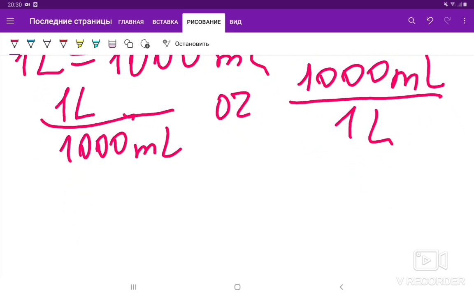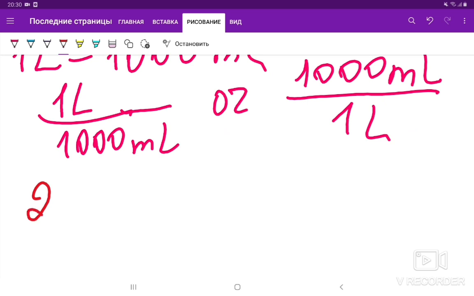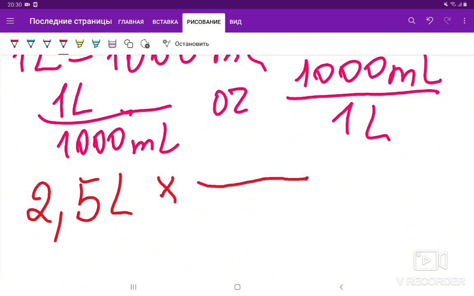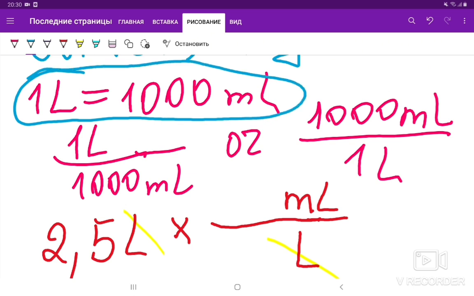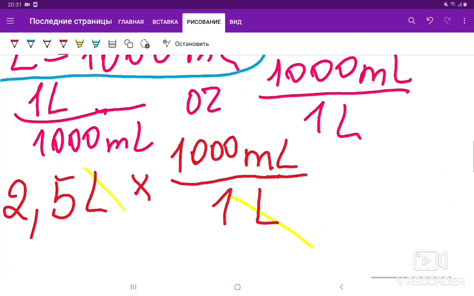For example, now let's say we need to convert 2.5 liters into milliliters. What do we have to do? We have to multiply it by such a number so that in the denominator we have liters, so that liter and liter could be cancelled, and in the numerator we should have milliliters. So we look: 1 liter and 1000 milliliters. Liter is 1, so we write here 1 liter. In the milliliters we put 1000, and the answer will be 2500 milliliters.